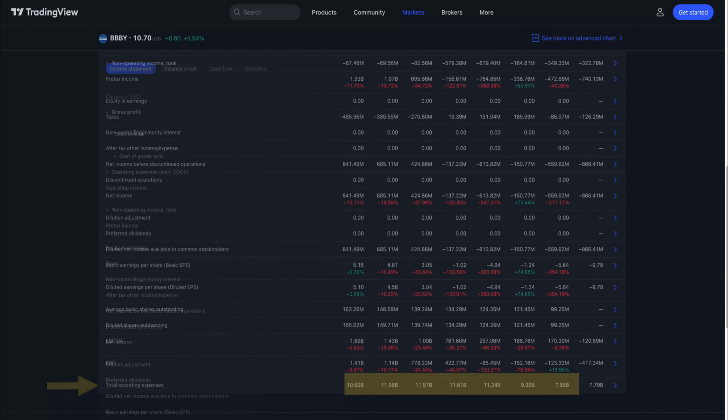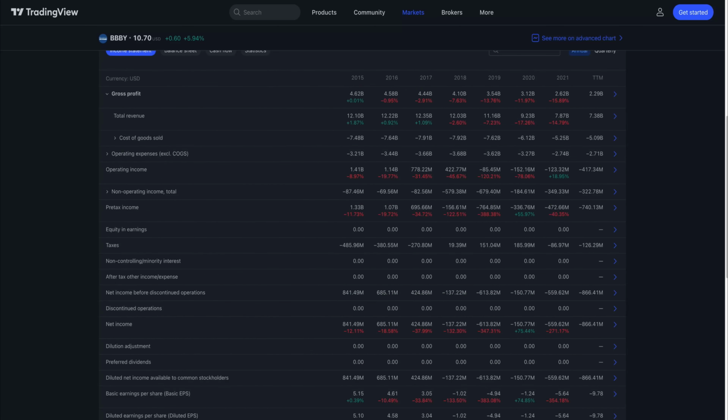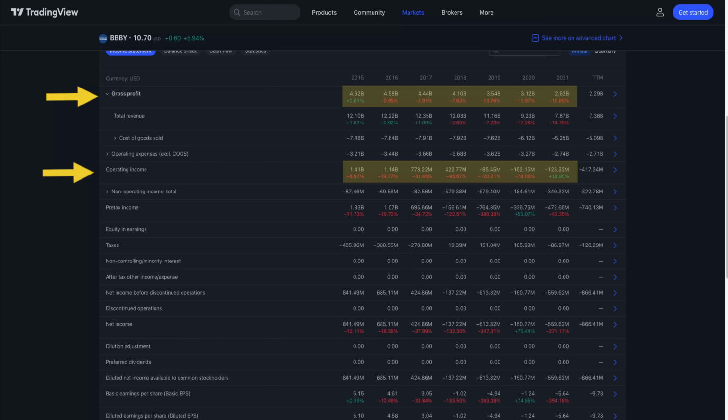Their total operating expenses are lower as well. However, the biggest issue here is that the total operating expenses are higher than the total revenue, meaning the company spends more than it makes. Gross profits are declining year over year, and the operating income is negative for 3 consecutive years.